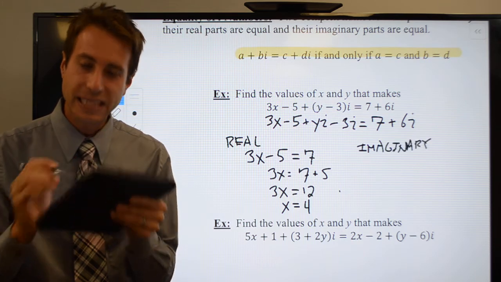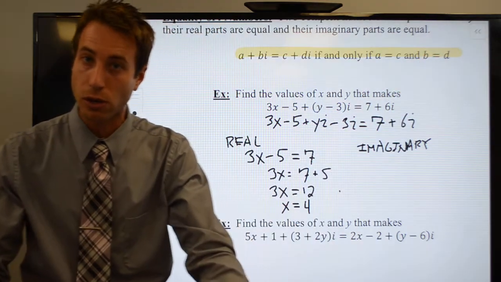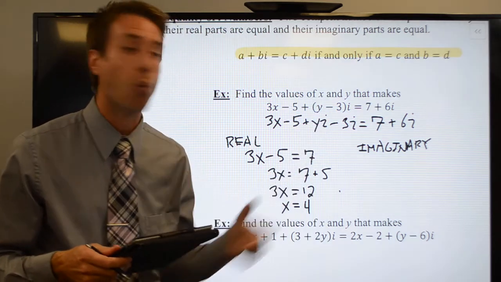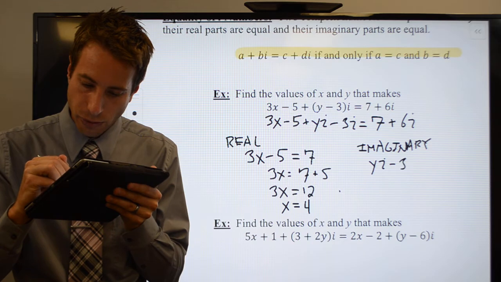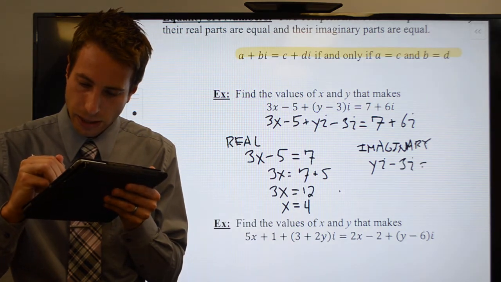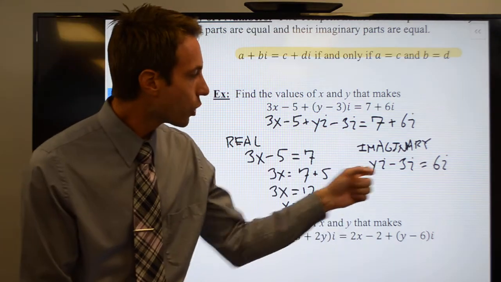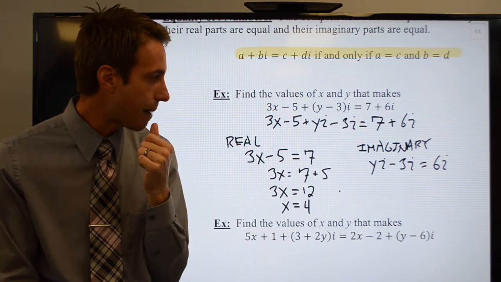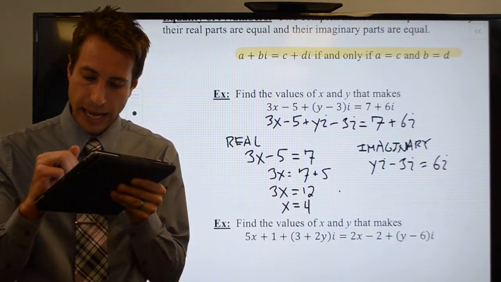Again, remember, my definition says that the imaginary parts must also be equal to each other. Well, let's take care of the imaginary parts. I have yi minus 3i, and that's all equal to 6i. Well, I don't know what the y is. I'm trying to solve for that. So let's go ahead and add the 3i to the other side.